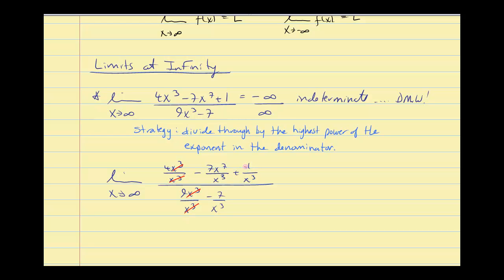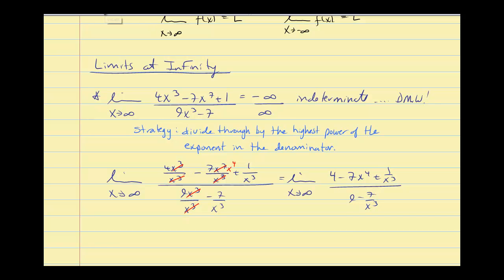Next, it looks like we have negative 7x to the 7th over x cubed. That will leave me with an x to the 4th in the numerator. 1 over x cubed, can't do much with that, and negative 7 over x cubed, I can't do much there either. So rewriting this, I have the limit as x approaches infinity. See what's left: 4 minus 7x to the 4th plus 1 over x cubed all over 9 minus 7x cubed.